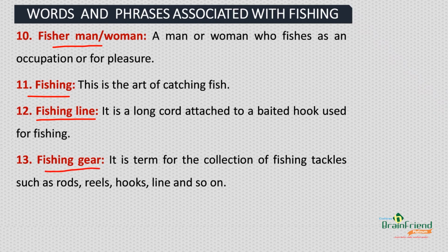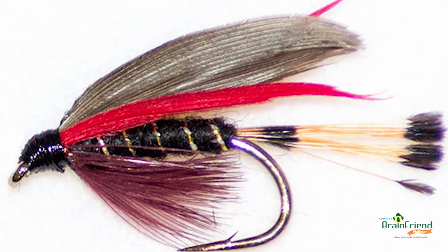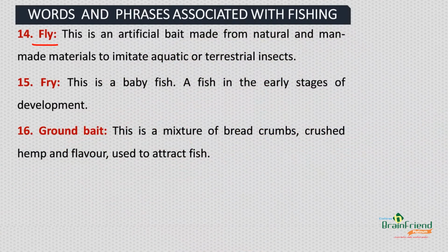Also, we have fishing gear. It is a term for the collection of fishing tackles such as rods, reels, hooks, line, and so on. We also have the word fly. Fly is an artificial bait made from natural or man-made materials to imitate aquatic or terrestrial insects. Also, we have fry. A fry is a baby fish. It is a fish in its early stages of development.